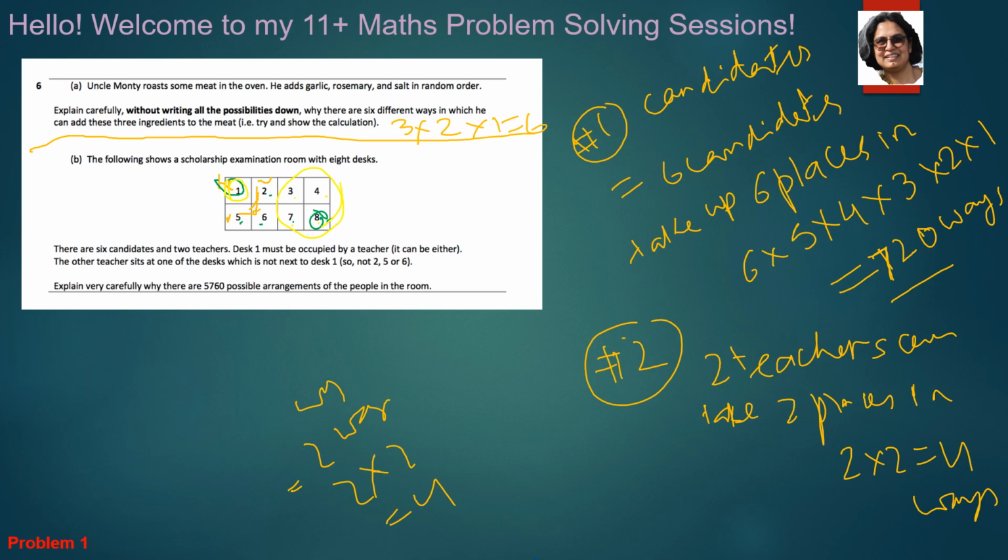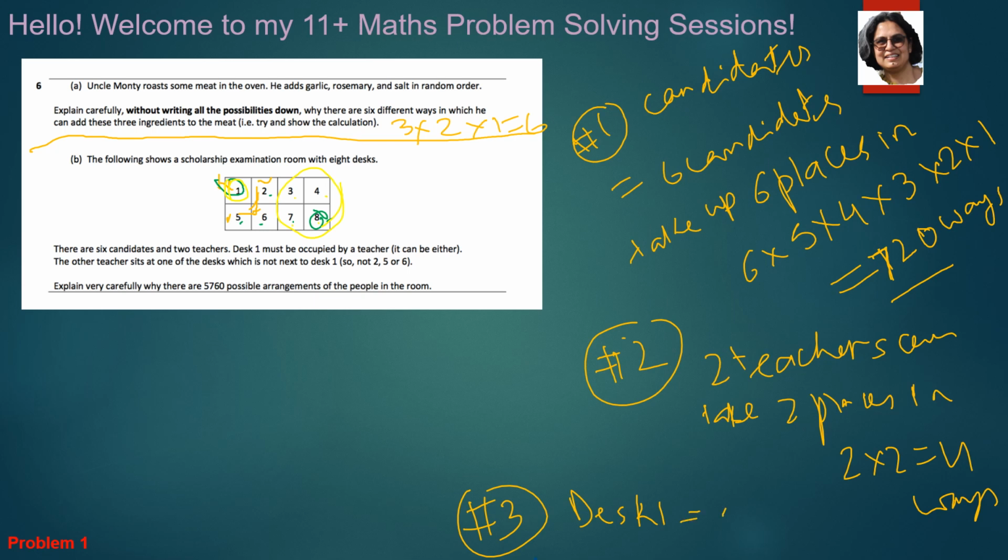The next part, option 3, is desk 1. Then we will have to think of desk 1. What is going to desk 1? Desk 1 can be taken in 2 ways, because either of the teachers can take it. So two teachers take 1 desk in 2 ways. So these are our possibilities.